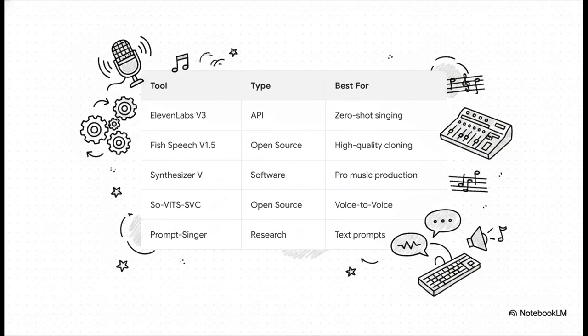If you want to transform an existing spoken audio file into a singing file, basically voice-to-voice, you should look at the open-source Sovitz SVC. And finally, for cutting-edge control of vocal nuances using just text prompts, you're going to look toward the research and open-source models built around Prompt Singer. Whatever your specific goal is, your tool is on this list.